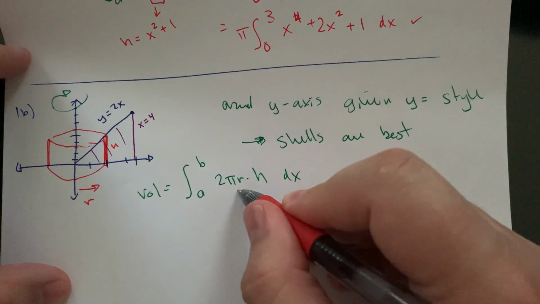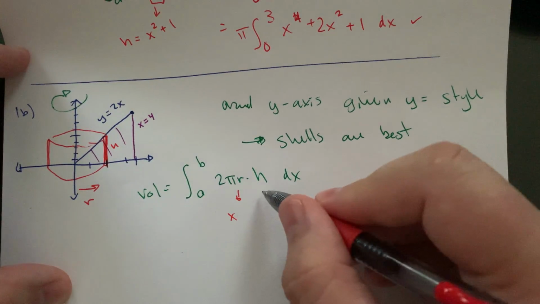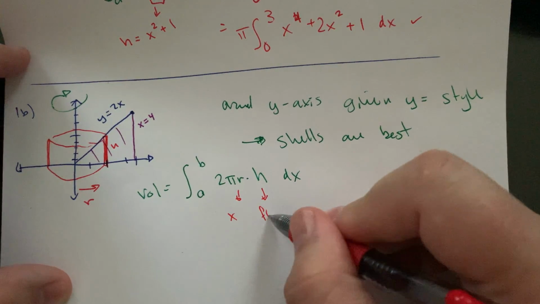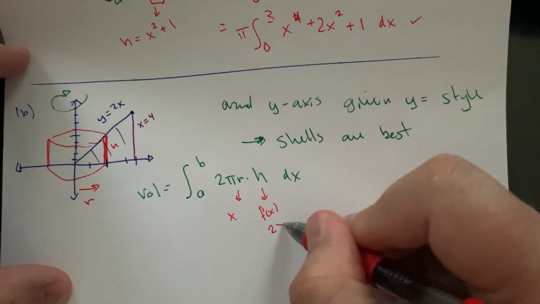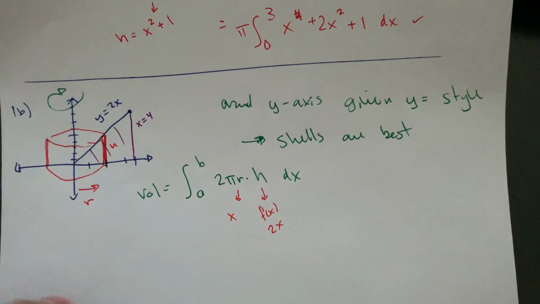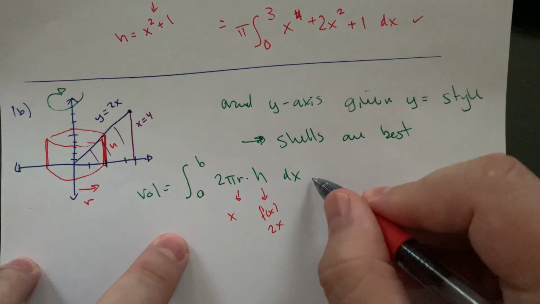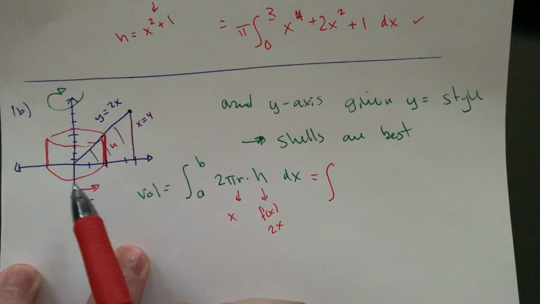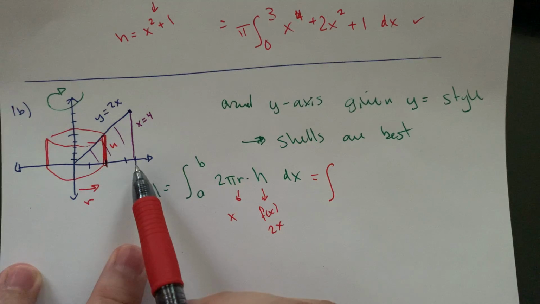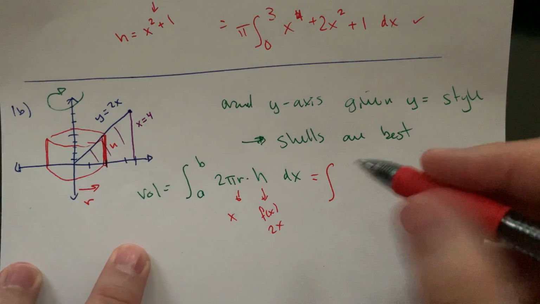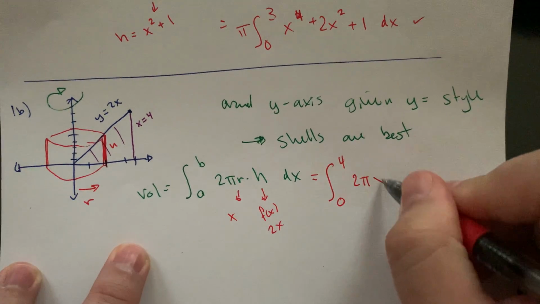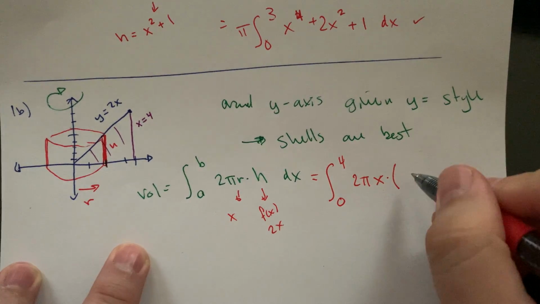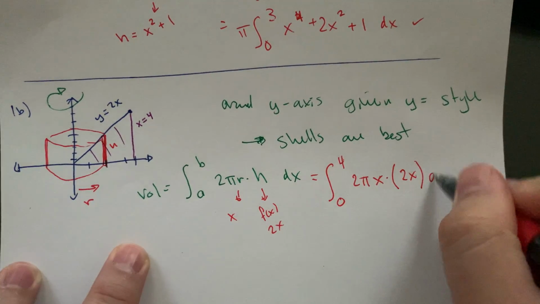We've said usually, and this will be true for us here, the radius is often the x value. The height is usually our function value, which in this case is y equals 2x. We're not going between two curves or anything, so this is all good. The interval that we're going over, the x interval, goes from 0 to 4. So this is from the x perspective, so that's 0 to 4. 2 times pi, the radius is x, times the height is 2x dx.